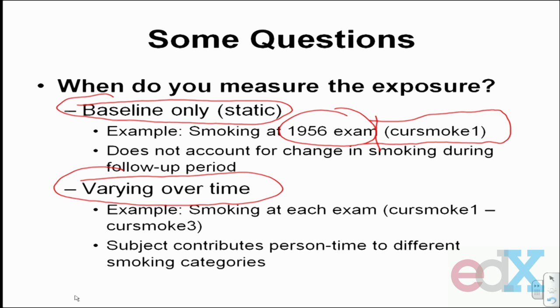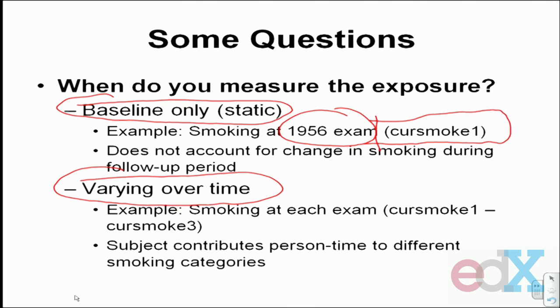In the Framingham study, everyone comes back every 2 years to have their risk factor information updated. So we might have information at one exam that says this person's a smoker and another exam that says this person's a non-smoker. That means that person, when they're being followed over time, is contributing person years of observation to both the smoking person time and to the non-smoking person time.